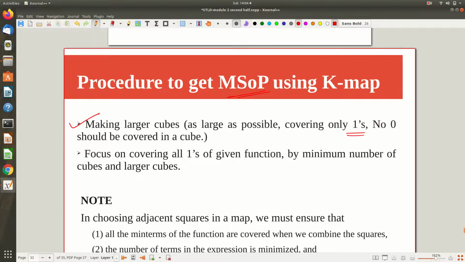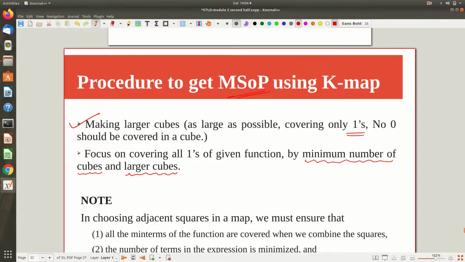Now, focus on covering all ones of each term by the minimum number of cubes and larger groups. Both are important. The total number of cubes you have to minimize, that is, how many groupings or cubes there are, and focus on the largest group usable. Both will make your expression minimized. So the number of terms we need is minimum, as well as within a term the number of literals we need minimum. How can you reduce the number of terms?